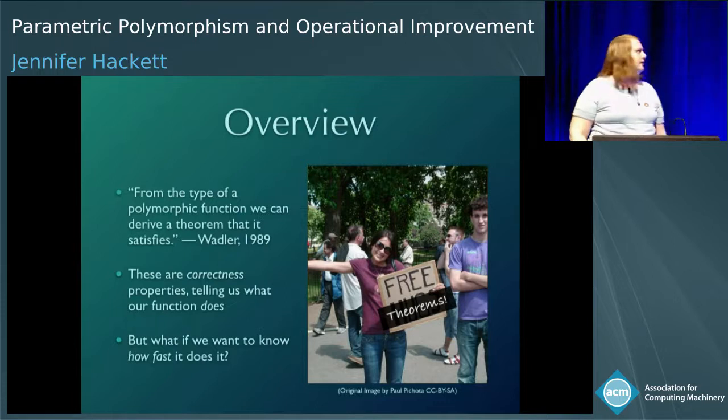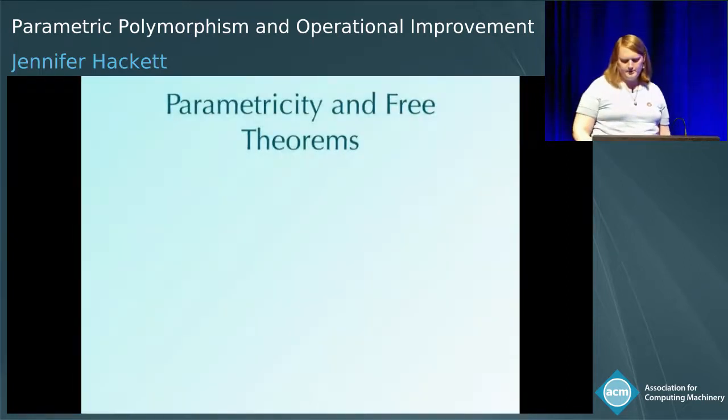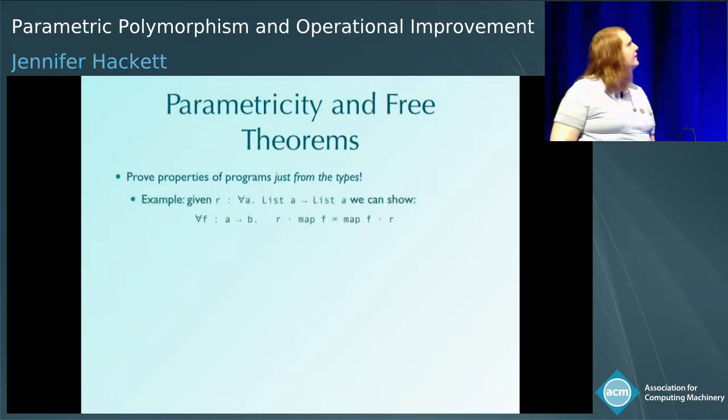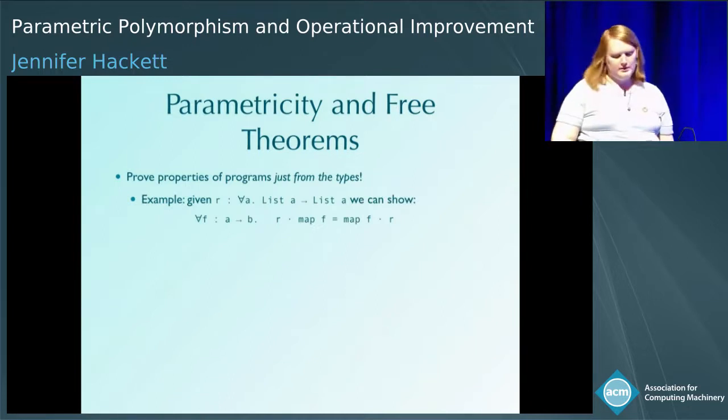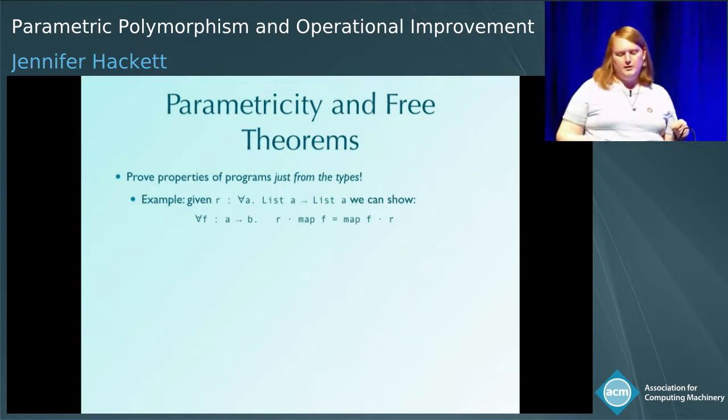So let's go over parametricity again, just in case people need a bit of a refresher. The idea is you prove properties of programs from the types. So given this type, you have this relationship with the map function. If R goes from list A to list A, then it doesn't matter if you map before you do R or afterwards. It should give you the same result. How do you prove it?